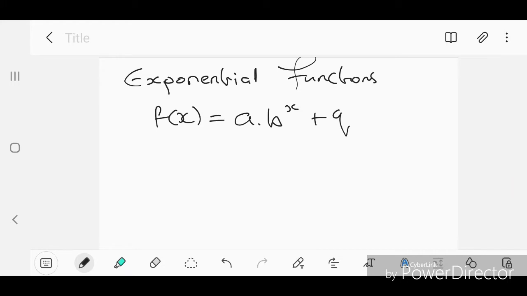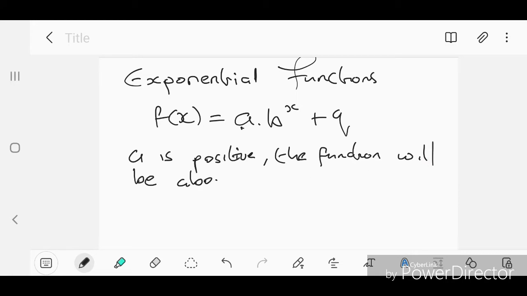It is never touched. Now the effect of a determines where the graph will be. If a is positive, the function will be above the asymptote. If a is positive, the function will be above the asymptote.